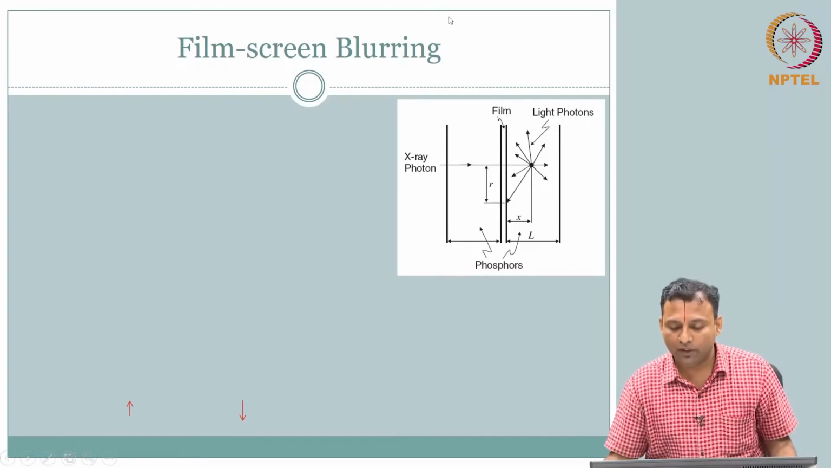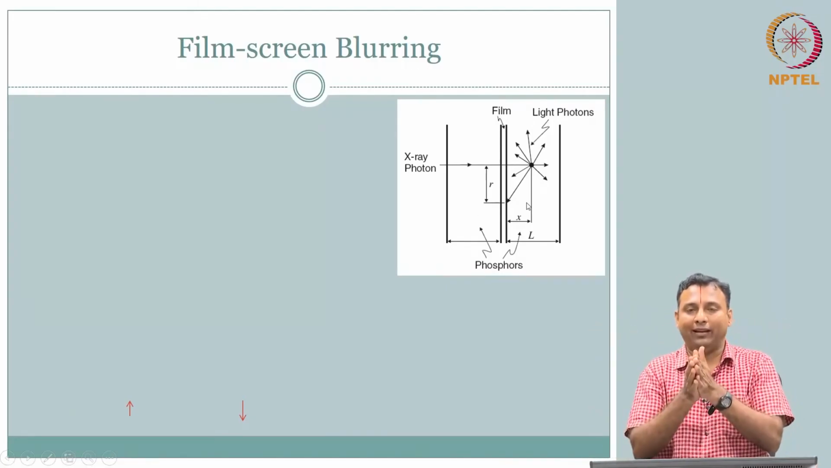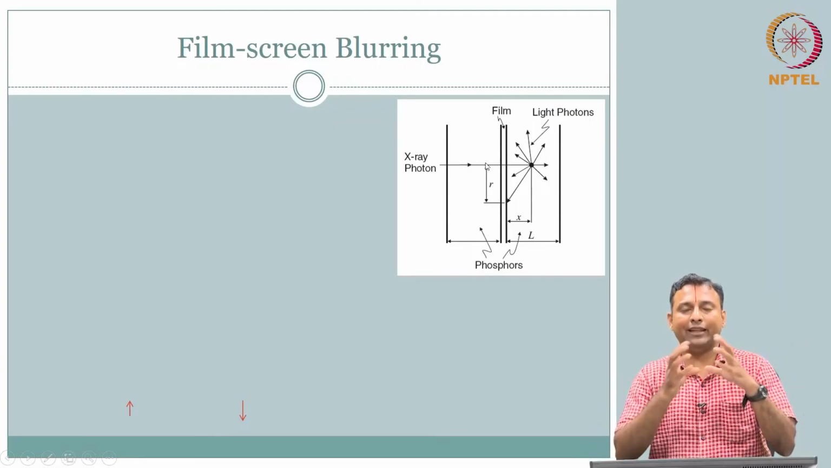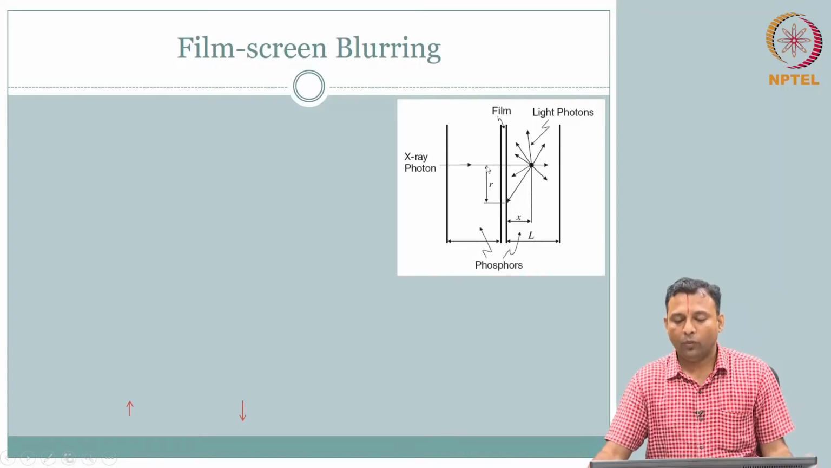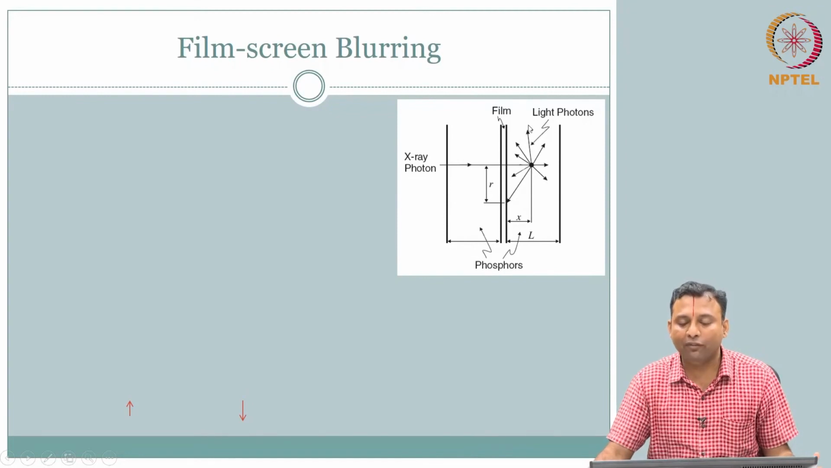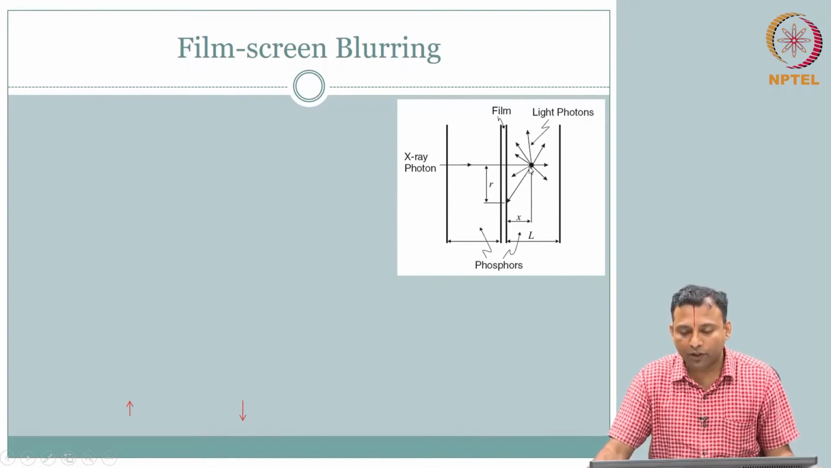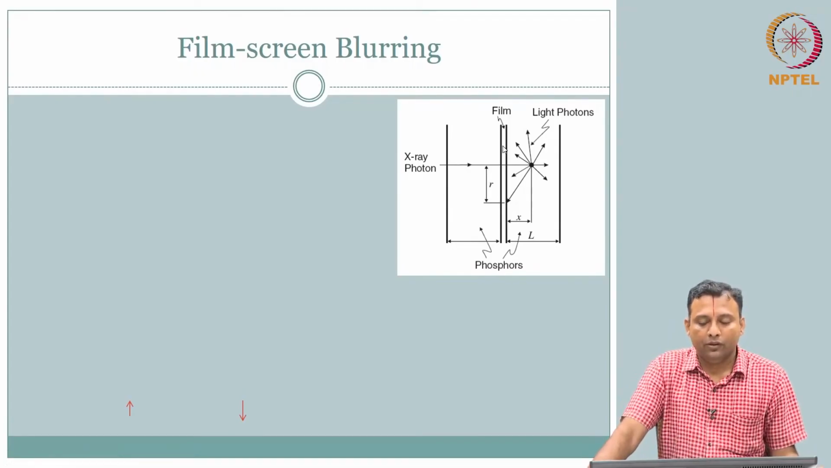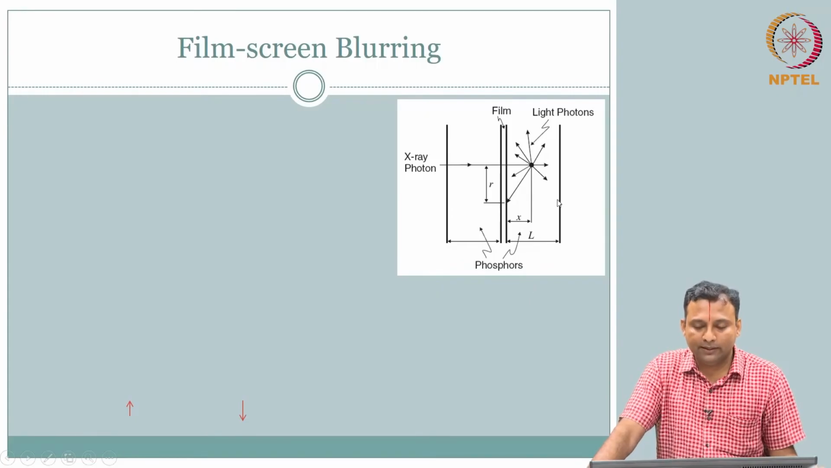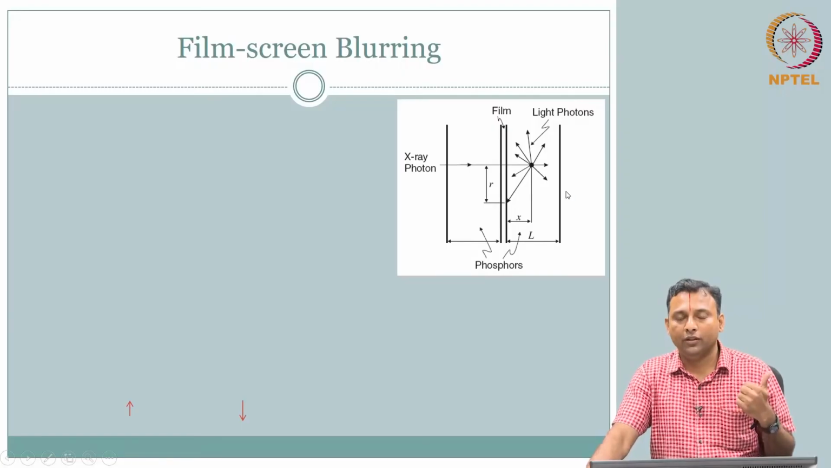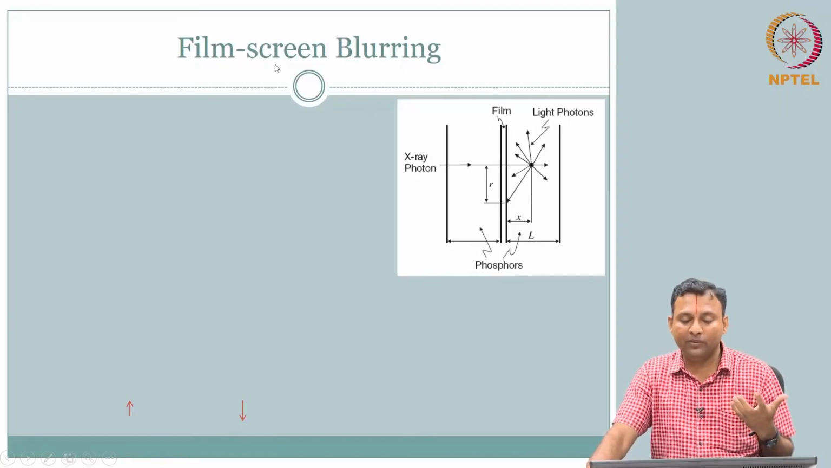In the film screen, what we talked about is you had an X-ray film and on both sides you had phosphor. Remember the cassette packing. So the X-ray photon comes, it generates light photons. So one X-ray photon interacts, creating several light photons, and these light photons go and hit the film. Clear? So in some sense, just by looking at this proposition, from a systems point of view, what you should start to think about is film screen blurring.